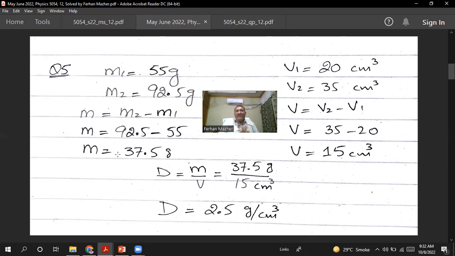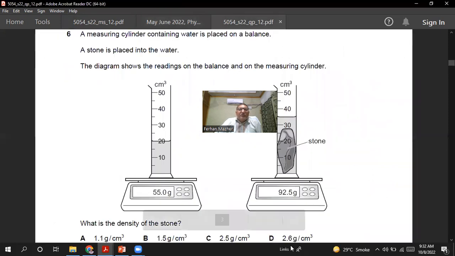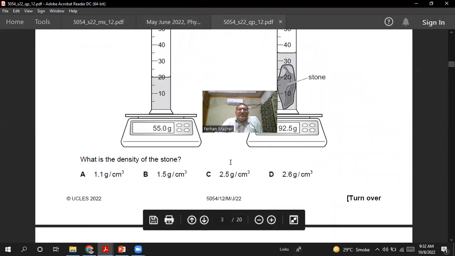Now, the density of the stone will be mass divided by volume. The mass of the stone is 37.5 gram, and the volume of the stone is 15 centimeter cube. So the density will be 2.5 grams per centimeter cube. So this is how you will find the density of that stone. 2.5 grams per centimeter cube.